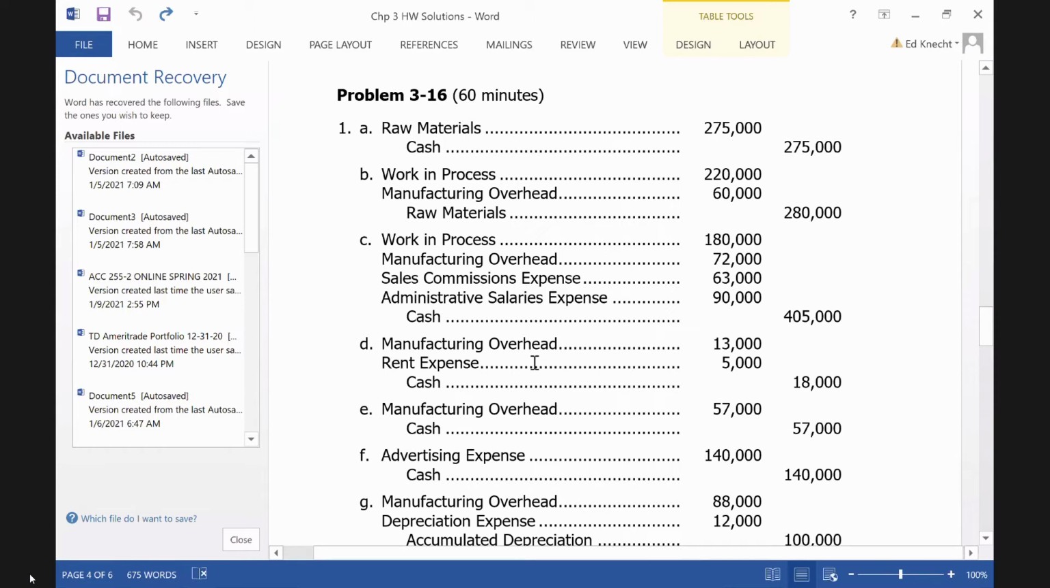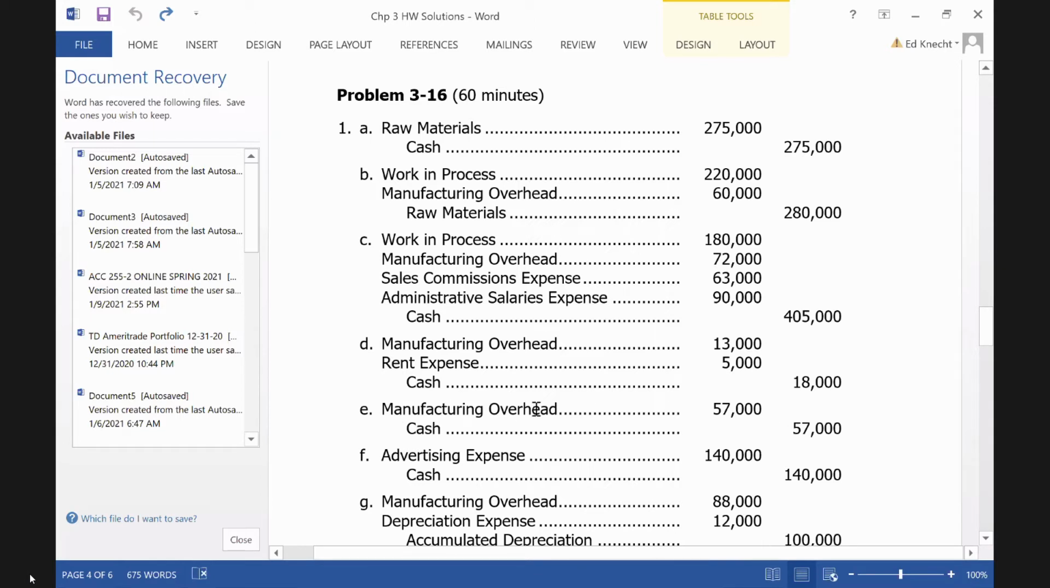So the rent on the factory operation, it's an indirect cost to manufacture the product. It's not direct material, it's not direct labor, so we debit manufacturing overhead $13,000. The rent on the selling and administrative buildings is a period cost, and we expense that. And we paid cash. In E, we paid for utilities on the factory. Those are all manufacturing overhead costs. That's the cost of manufacturing. It's debited $57,000, we credit cash.